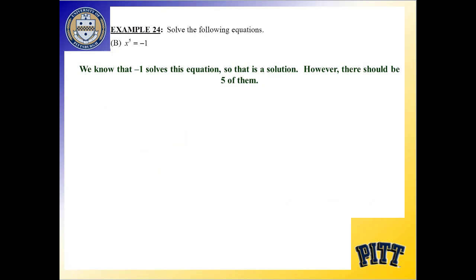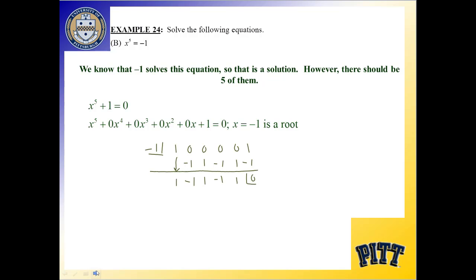Now consider x to the 5th equals negative 1. Negative 1 still solves the equation, so that is an answer. However, there should be 5 answers. If I went through the process I did before, with negative 1 as a root, I would be able to get as far as saying that x to the 5th plus 1 equals x plus 1 times x to the 4th minus x cubed plus x squared minus x plus 1 equals 0.